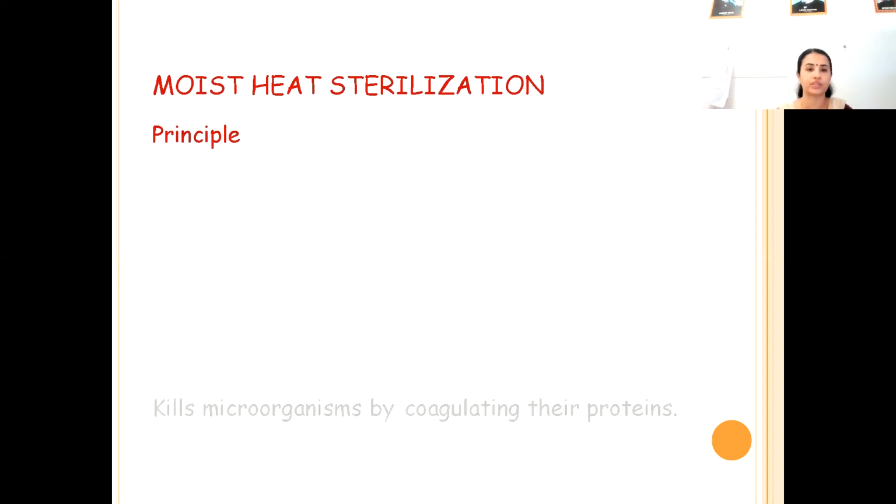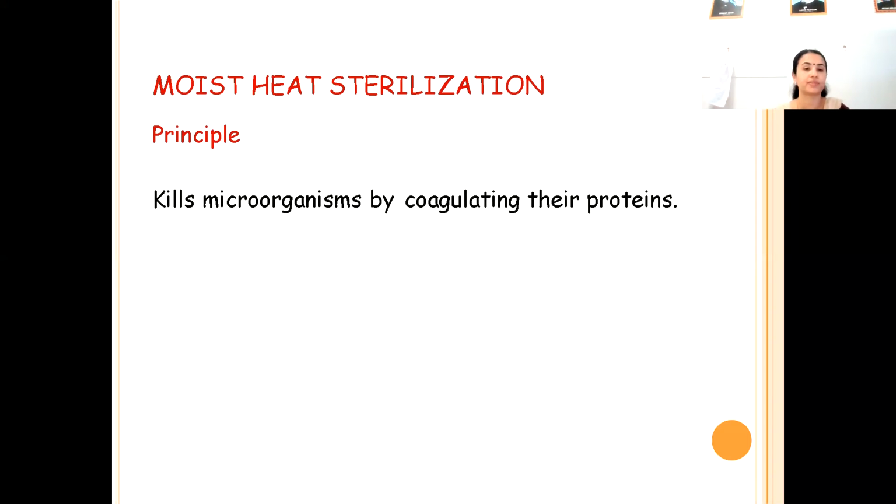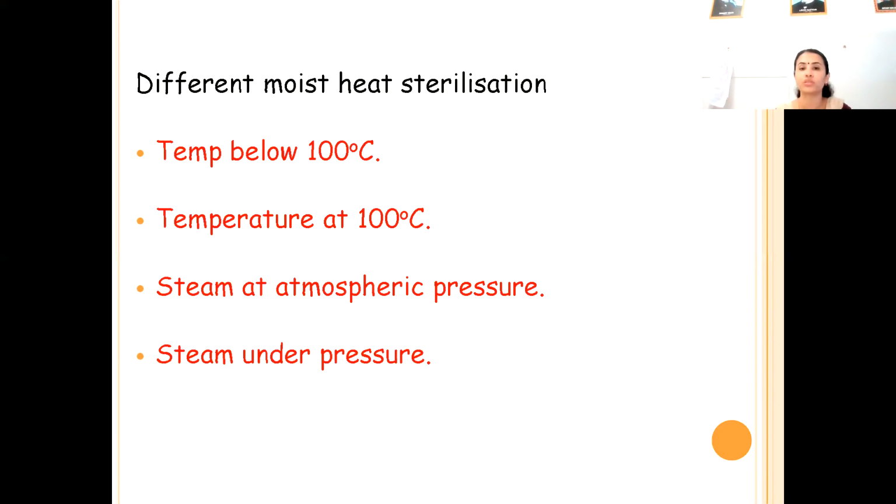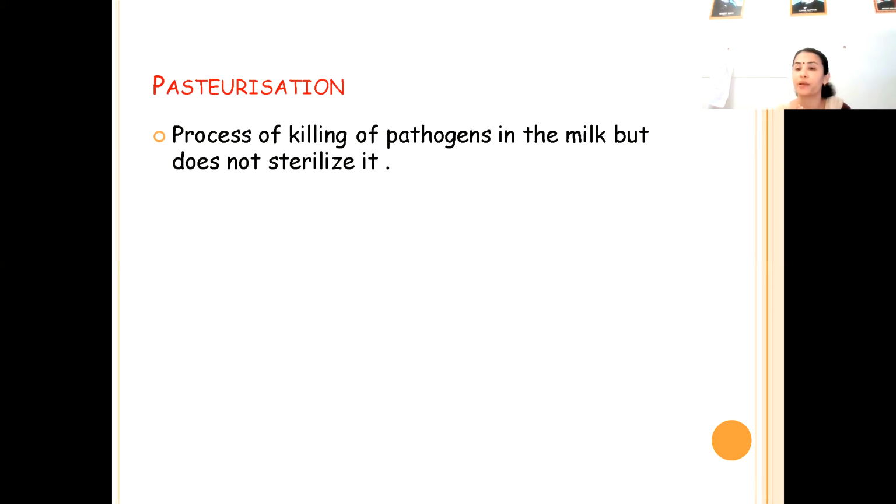Next one, moisture sterilization. The principle behind moisture sterilization is that microorganisms are killed by coagulating the proteins. The different moisture sterilization methods are temperature below 100 degrees Celsius, temperature at 100 degrees Celsius, steam at atmospheric pressure, and steam under pressure. Methods for temperature below 100 degrees Celsius are pasteurization, inspissator, water bath, and vaccine bath. Pasteurization is mainly the process of killing pathogens in milk.